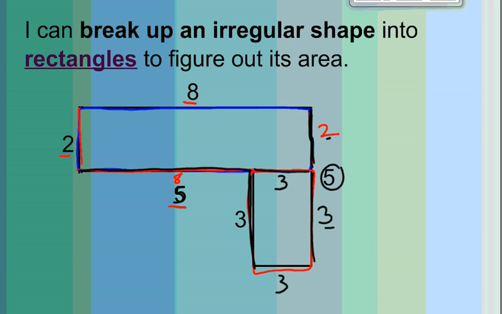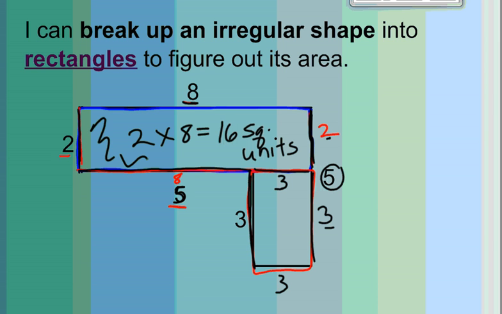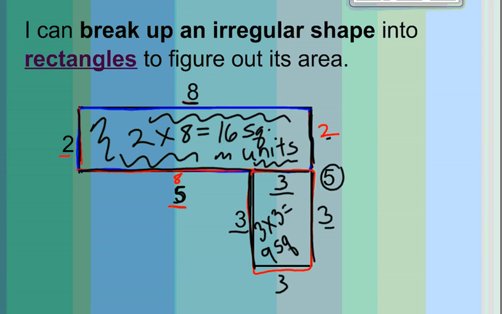Now I need to figure out the area of my rectangles. So remember, I can multiply my width times my length, right? I have 2 times 8, which equals 16 square units. That's the area of this rectangle right here. The area of this rectangle, or the measurement of the inside of this shape, is 16 square units. Now I'm going to look at this rectangle. I have 3 times this side, which is 3, which equals 9 square units.